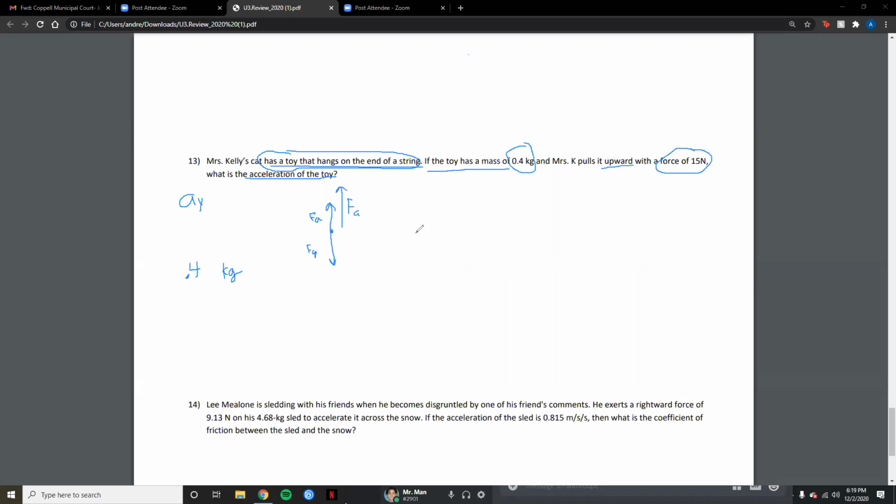So I'm going to find F of g so we can find this F of a, so we can figure out the total. So F of g equals mass times acceleration downwards. I made a mistake, I'm a little tired. It equals 0.4 times negative 9.8.